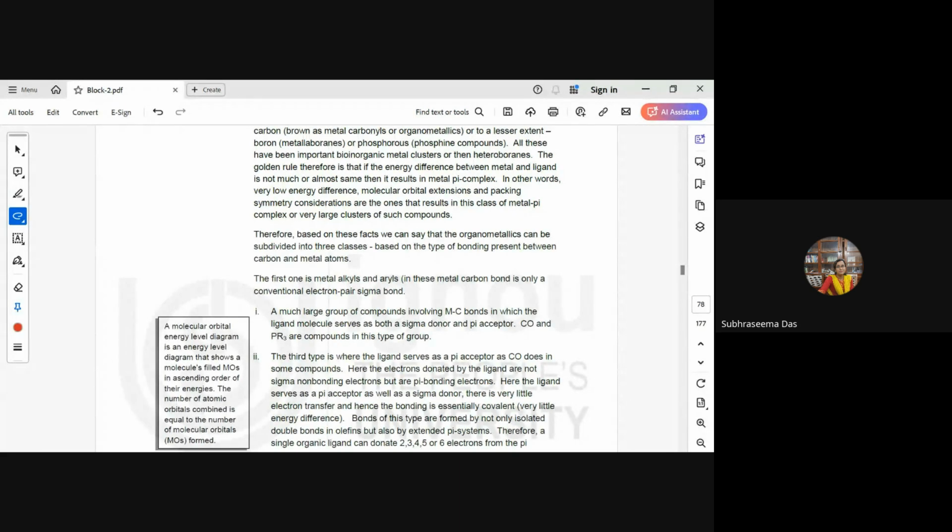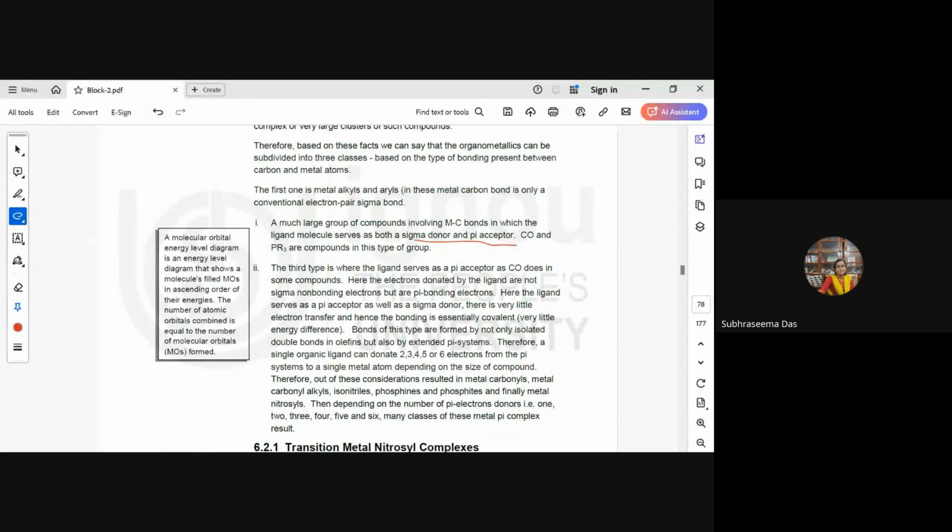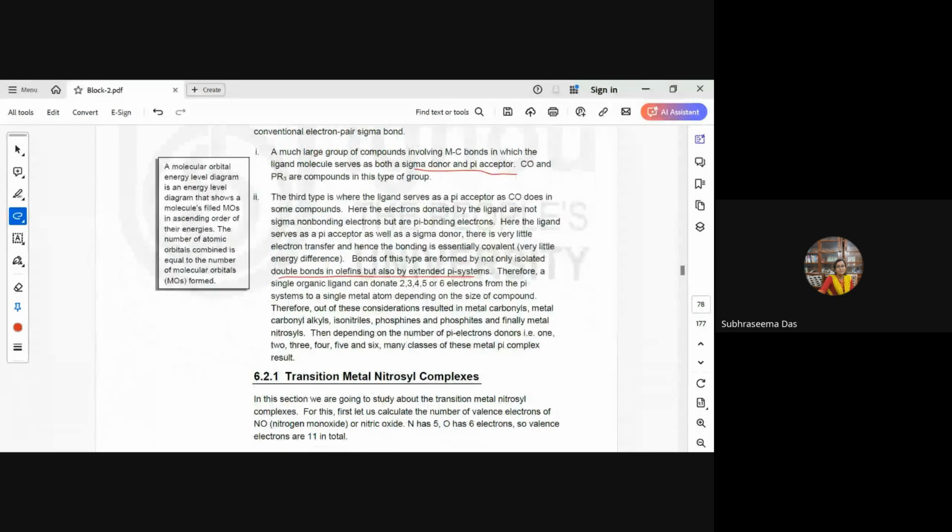In the second class, the M-C bonds involve a ligand molecule that serves both as a sigma donor and a pi acceptor, like CO and PR3. They are compounds of this type. In the third type of organometallic compounds, the ligand serves as a pi donor, while CO in some compounds serves as a pi acceptor. Here the electrons donated by the ligands are not sigma non-bonding electrons, but pi bonding electrons. Bonds of this type are not only isolated double bonds in olefins, but are also observed in extended pi systems.